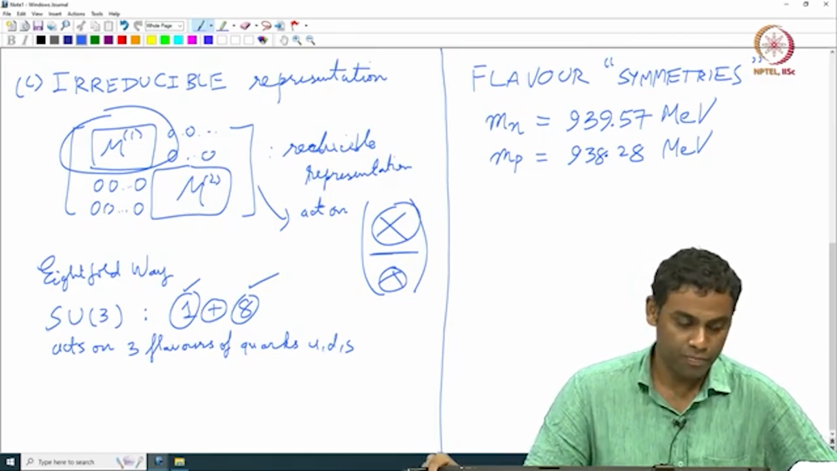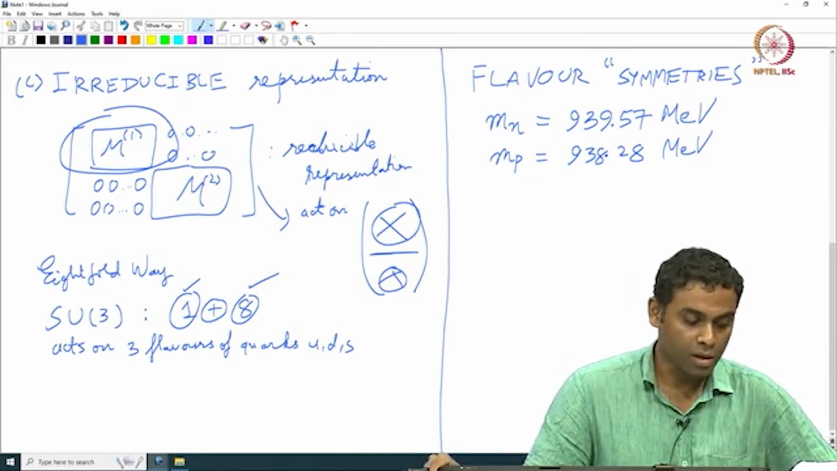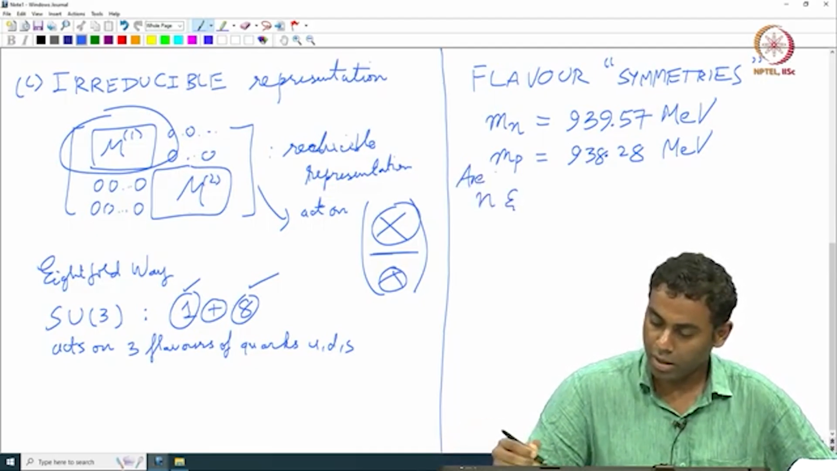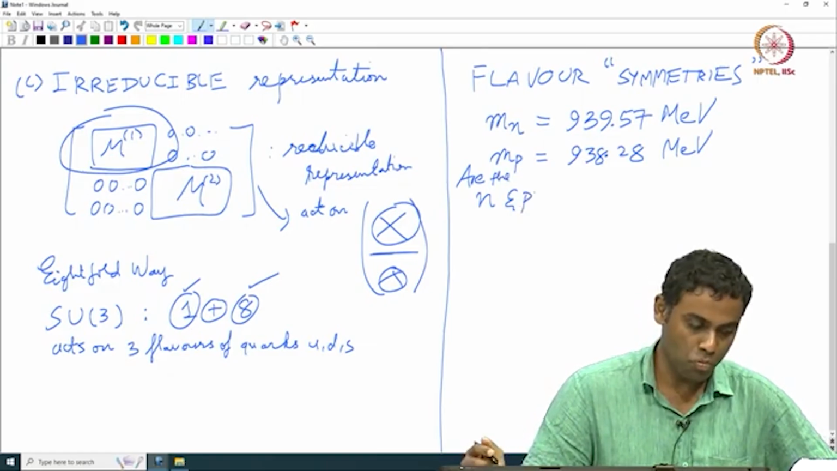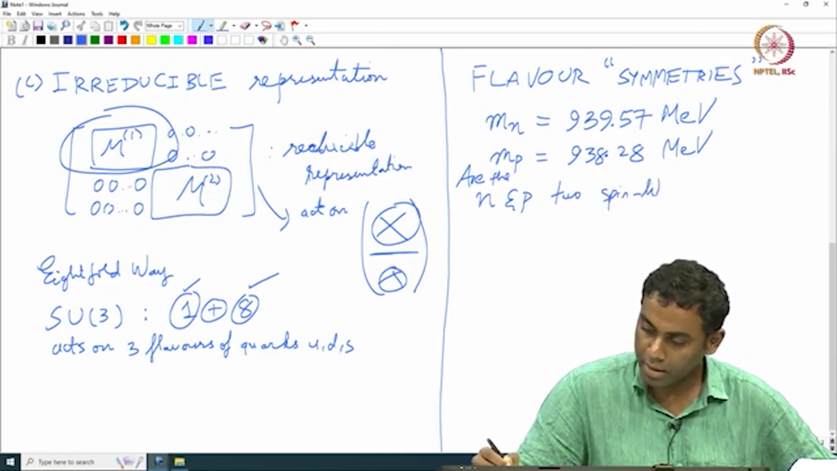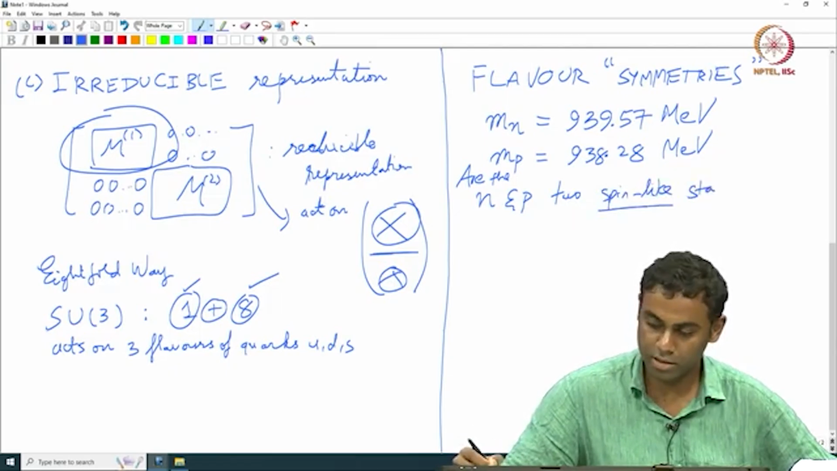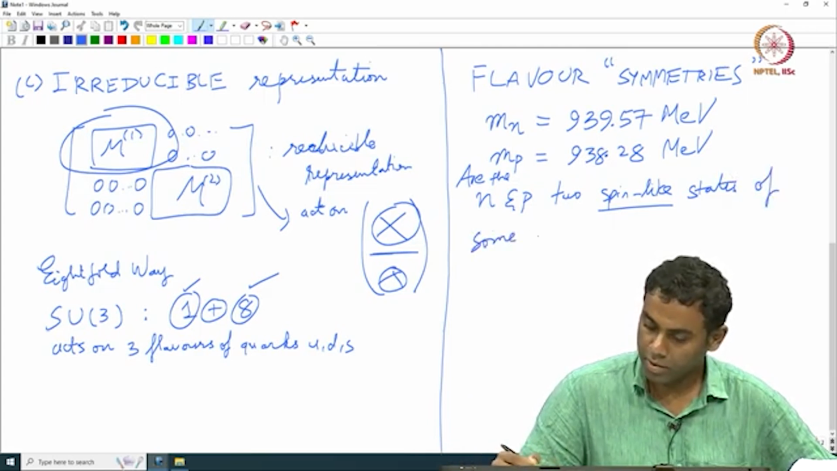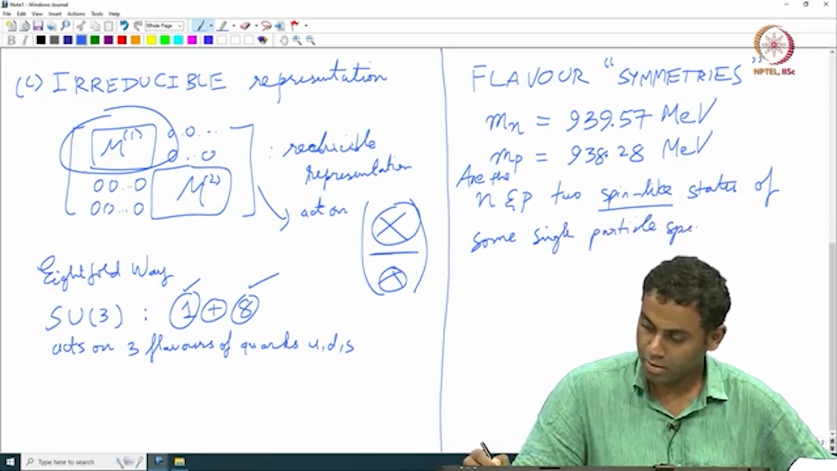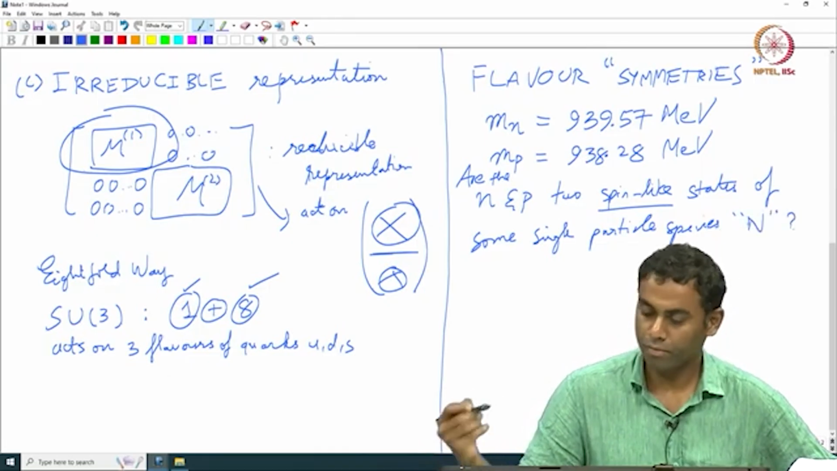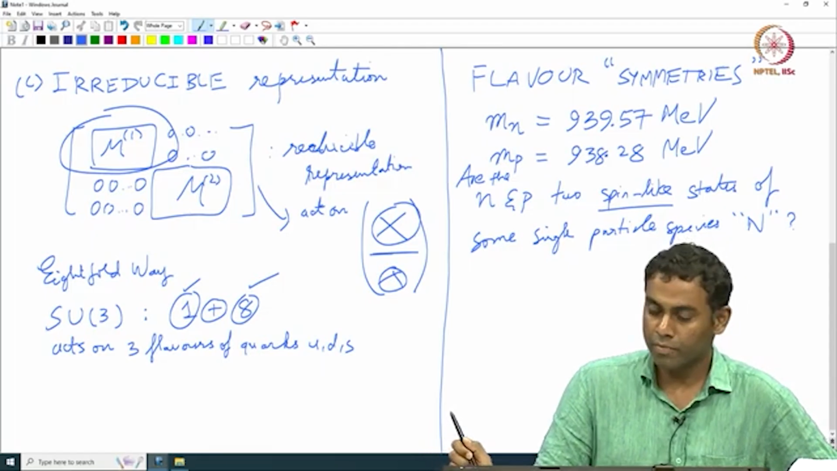So, this made Heisenberg wonder whether the neutron, okay, or the neutron and proton, are two spin-like states of some single particle species, okay, which we can just call N to stand for nucleon. Okay. So, this is what Heisenberg wondered.